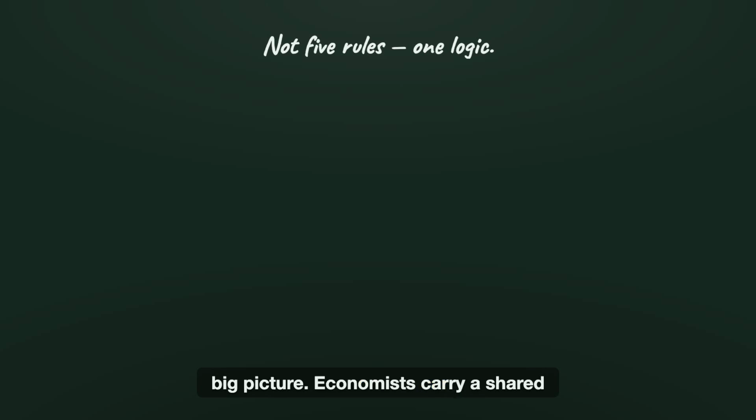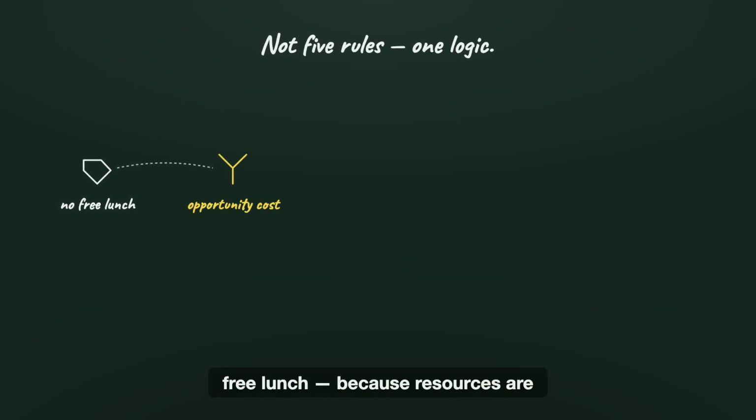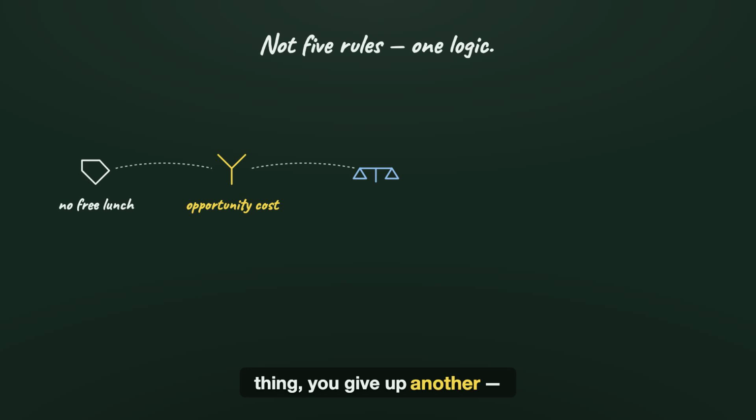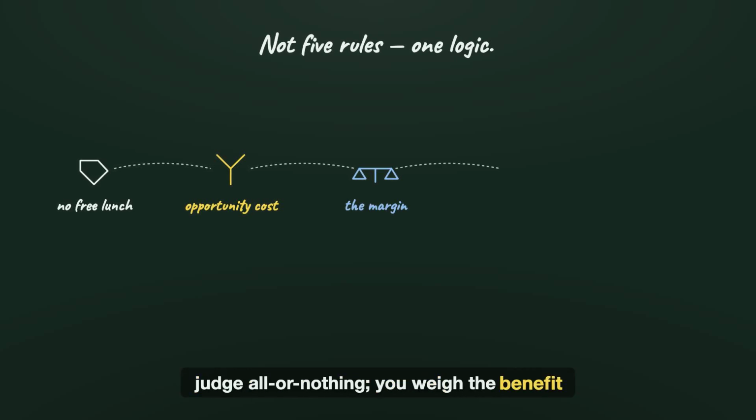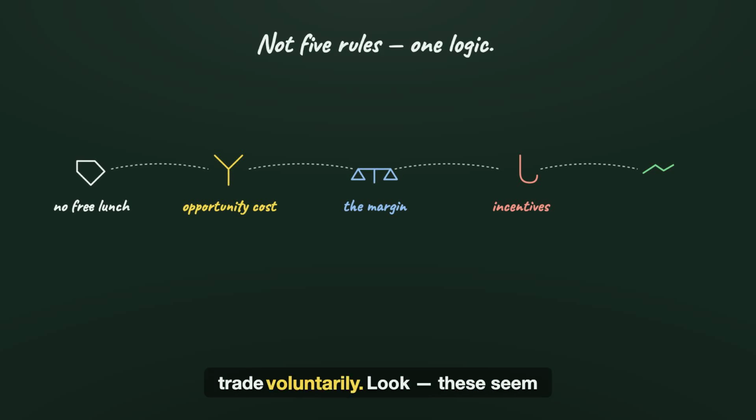Last, let's zoom out for one big picture. Economists carry a shared set of tools into every one of these judgments, often called the 10 principles. We're not learning them fresh today. Let's just see, quickly, how they connect. There's no free lunch because resources are scarce. So whenever you pick one thing, you give up another. That's opportunity cost. So you don't judge all or nothing, you weigh the benefit and cost of one more step. Thinking at the margin. People respond to incentives, and so, when it's good for both sides, they trade voluntarily.